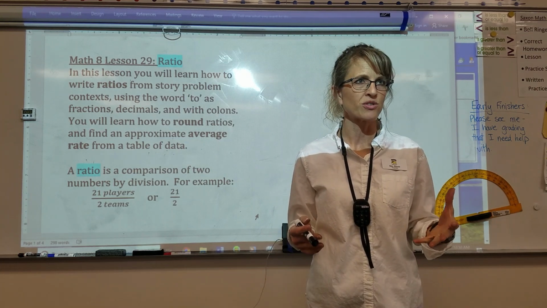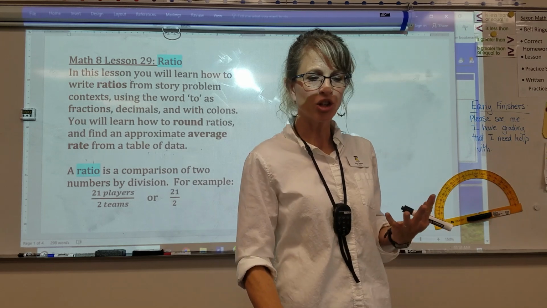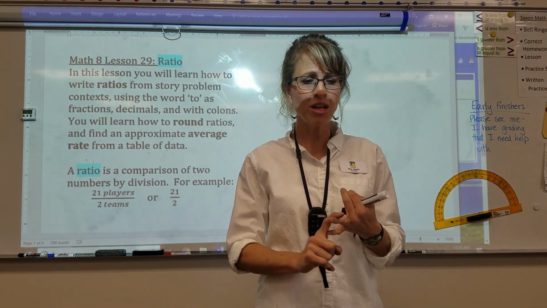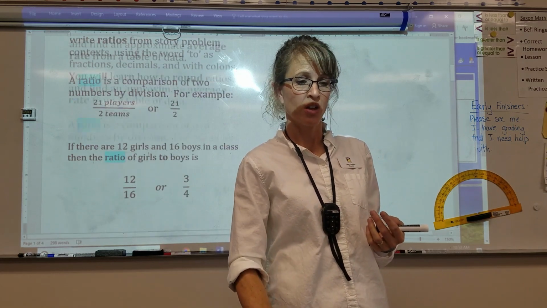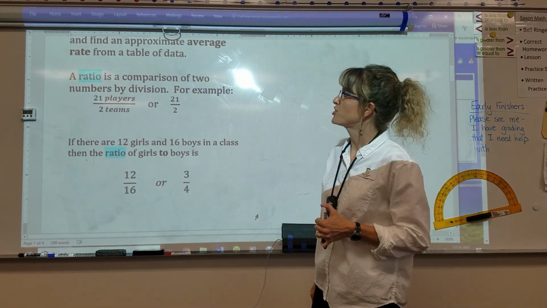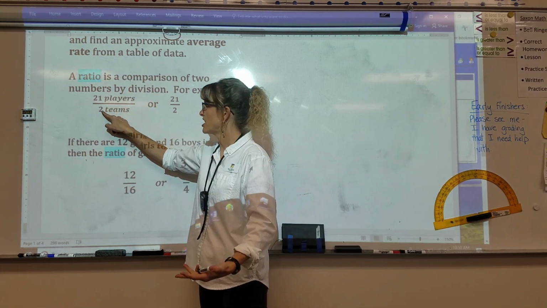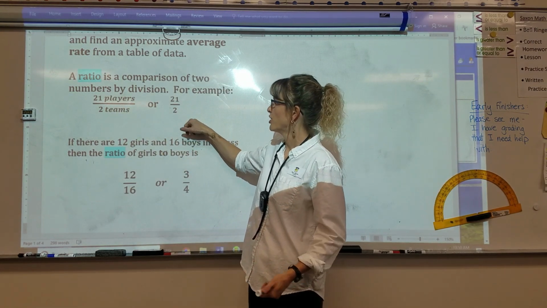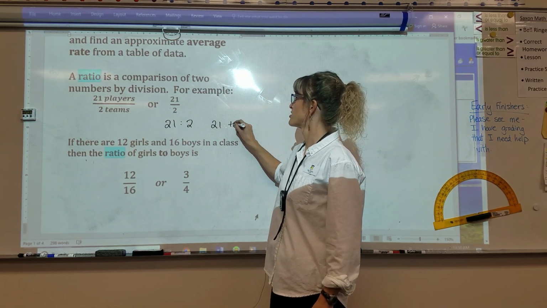Most of you have done ratios for several years. Some of you won't remember it from years before, so we're going to teach it. By the end, you'll know how to round them, approximate them, and how to write different forms: fractions, colons, and the word to. So remember, a ratio is a comparison of two numbers by division. So 21 players to two teams, we say 21 to 2. You could also say 21 to 2 or 21 to 2.